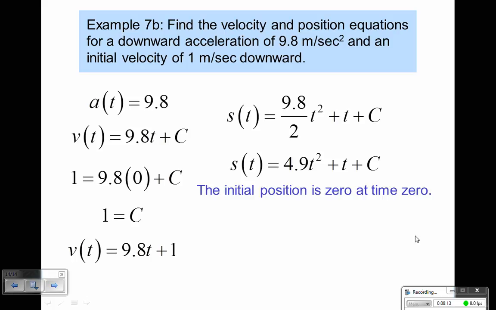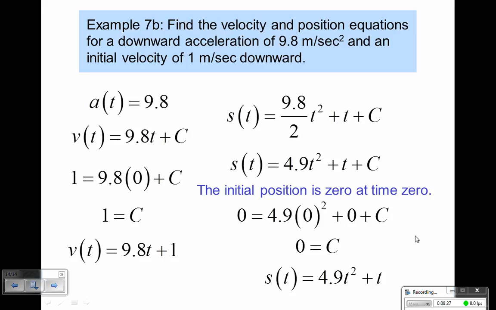All right, since the initial position is 0 at time 0, then we can plug in t equals 0 and find out what our constant was, which would be 0. So now we know that the position function is 4.9 t squared plus t. And that's your process for antidifferentiation.